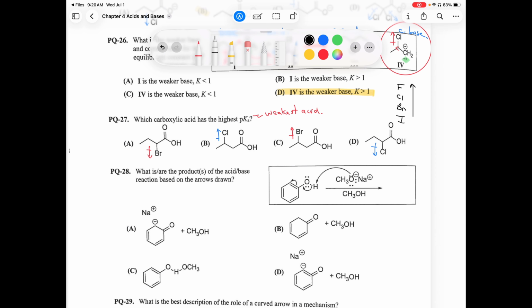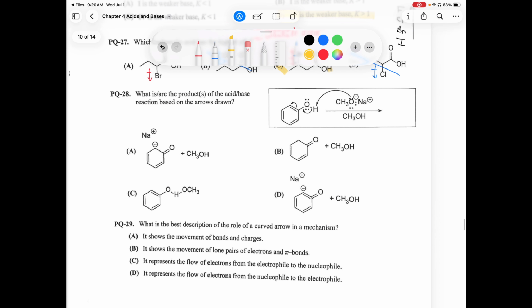And so if we're looking for the weakest acid, the bromine has less of an electron withdrawing effect, so that narrows it down to A or C. We can cross off these two. But then if we look at the proximity, you can see that in C, the bromine is further away from the acidic proton. This is the acidic proton here. And so C is going to be the weakest acid, and therefore it's going to have the highest pKa.